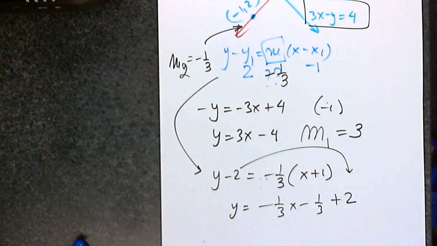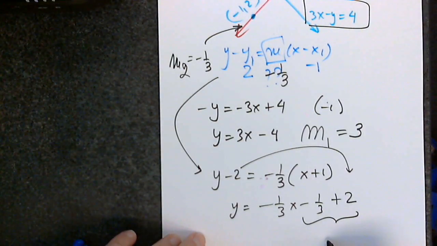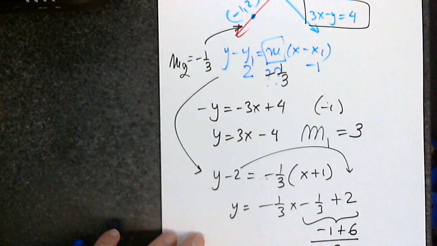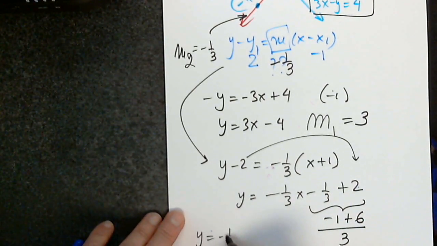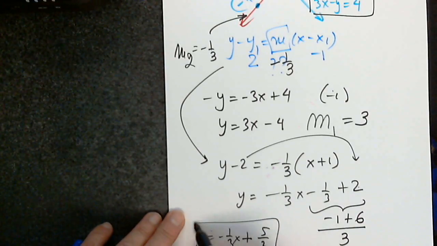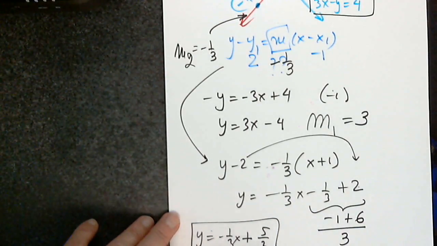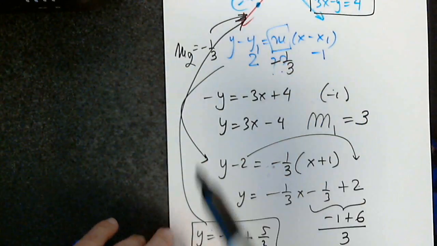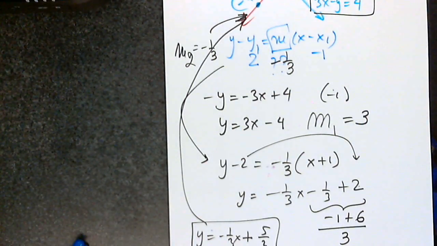So then I know that the least common denominator here is 3, -1 + 6. So y = -1/3 x + 5/3. What does this represent? It is the equation of the red line. The equation of the line passing through (-1, 2) and perpendicular to the given line.